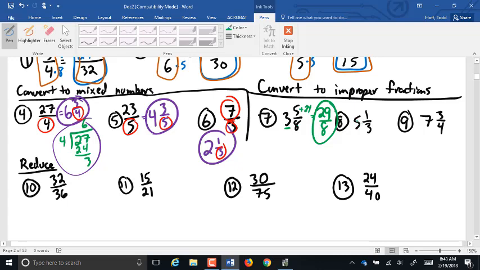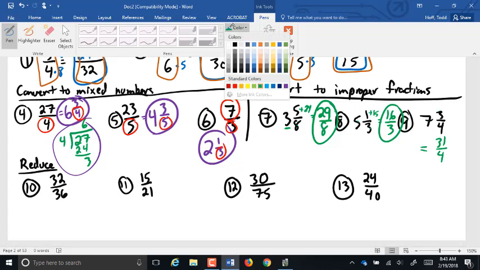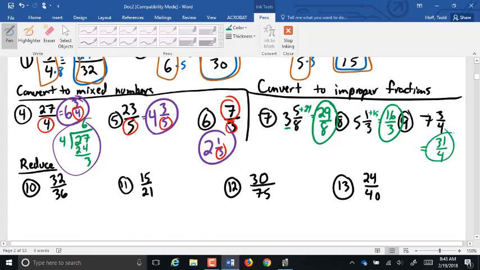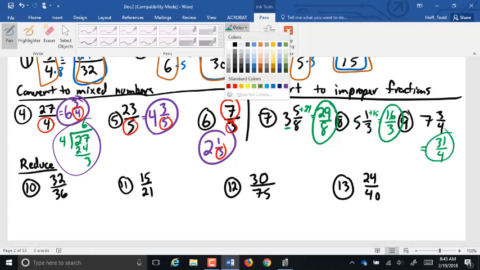5 1/3, we do 5 times 3 is 15, plus 1 is 16 thirds. 7 3/4 will become 31/4. Good. 7 times 4 is 28, plus 3 is 31/4. So we can convert back and forth.